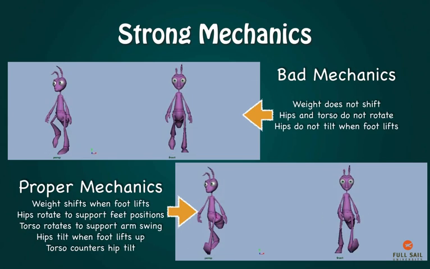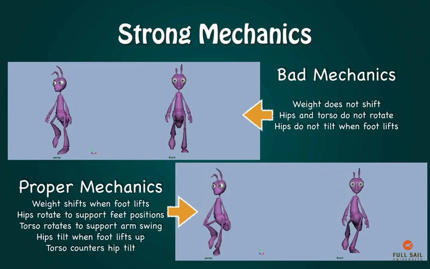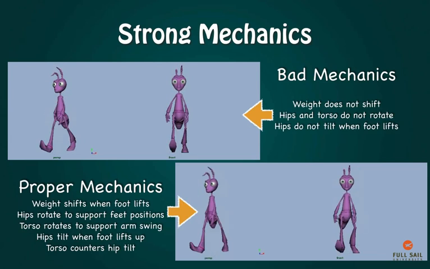If the character picks his foot up, it causes the hips to tilt. This is how we get the curve in the spine on the passing pose of a walk. This also creates contrapposto as the torso counter-rotates. Remember, when the foot lifts up, the hips have to shift over the supporting leg. If you just pick the foot up without shifting the weight, the character would fall over.